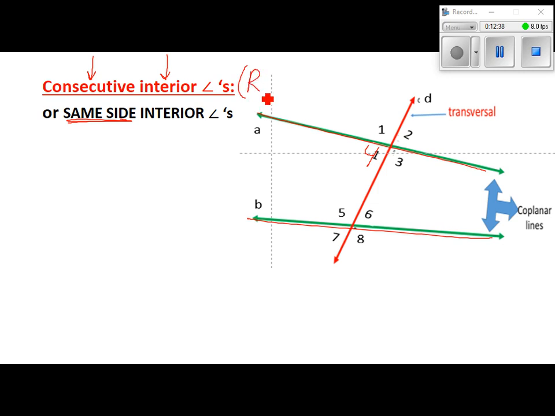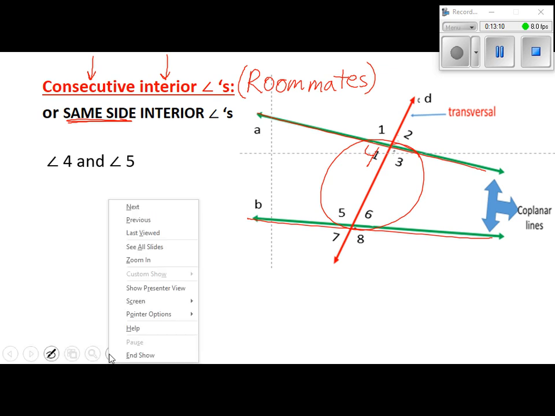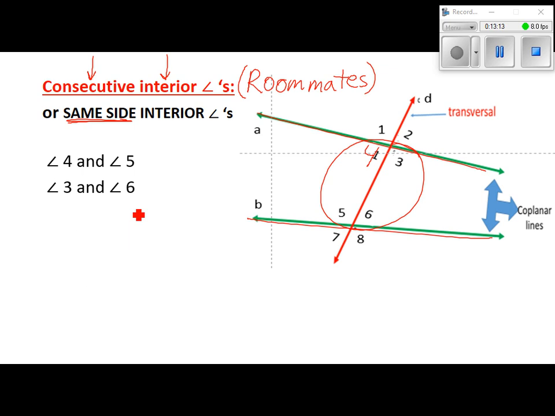I usually call them roommates, because they're the only two angles that, when you look at a picture like this, are in the same area as each other without a line between them. There's no wall, no line between them, so they're roommates. They're in that same room. So you can probably guess, they have to be interior angles, so we're picking from those four. The pairs that are roommates with each other are 4 and 5, and then 3 and 6. Consecutive interior angles, or same side interior angles.